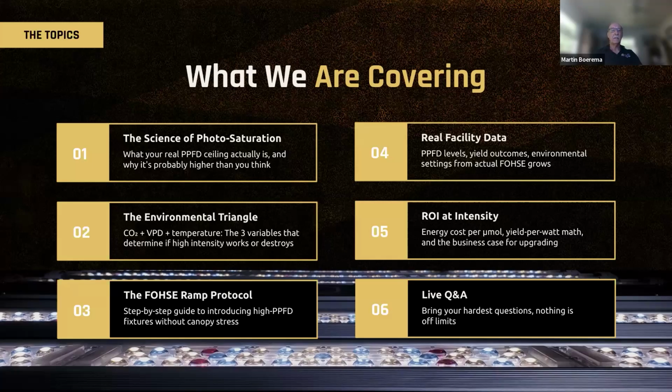applying to your plants. And number two, the environmental triangle. Okay? So light is one side of the coin. Everything else is the other side of the coin. Okay? So they have to be adjusted and optimized in lockstep. Carbon dioxide, VPD, and temperature, they're all equally important. The law of the minimum applies, Liebig's law, and the minimum determines the maximum outcome. So this is something that has to be dialed in together with your lighting intensity.